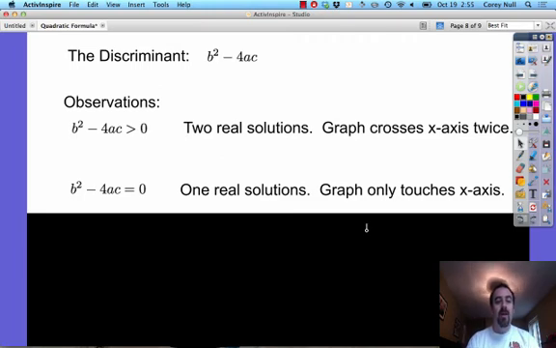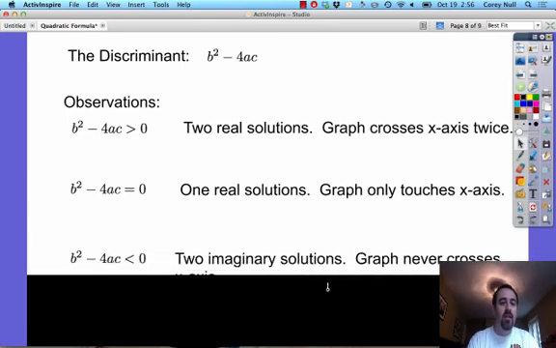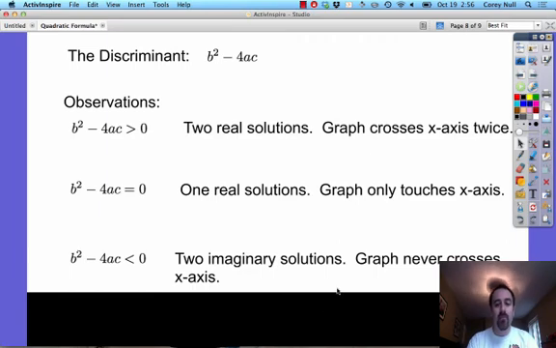When the discriminant is equal to 0, I'm not taking a square root of anything, okay? I'm guaranteed one real solution. It only touches the x-axis, and that's because when I take plus or minus the square root, there is nothing to take a plus or minus of. So that's gone, which means we're down to one solution. If the discriminant is negative, we get two imaginary solutions. That's to say, we don't get any real solutions. The graph never crosses the x-axis.